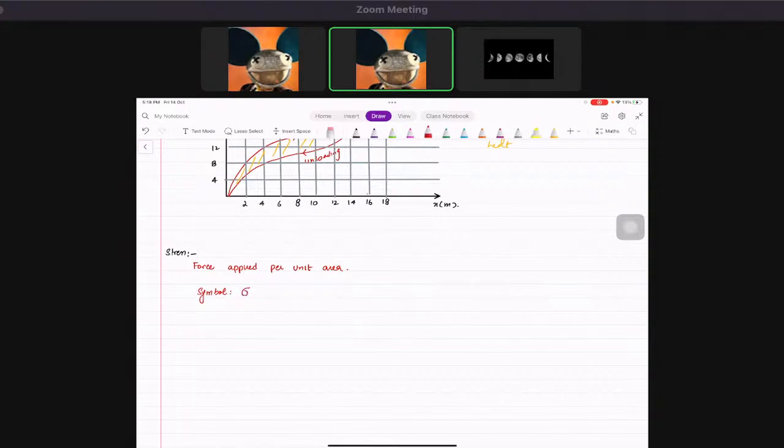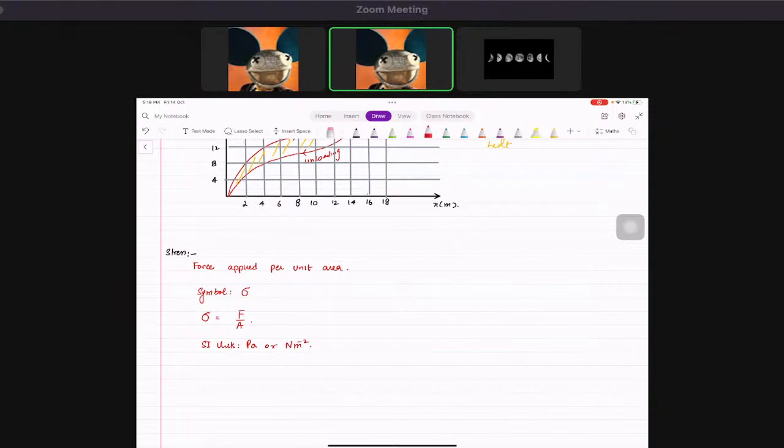Okay. And the stress is equal to force per unit area. So its SI units would be pascals or simply Newton per meter square. So it's just like pressure. Is it clear, Varisha? Yeah.